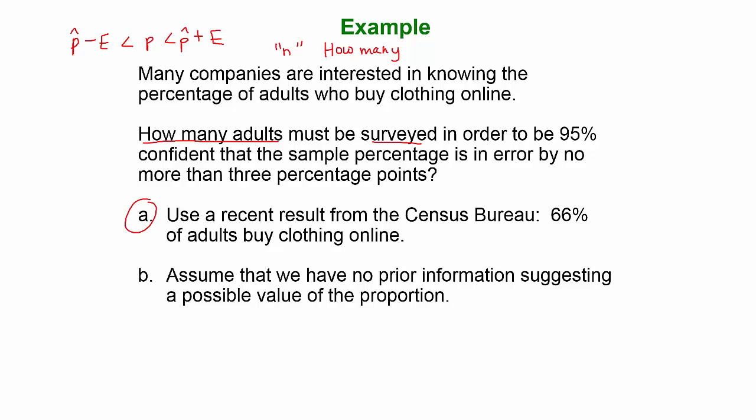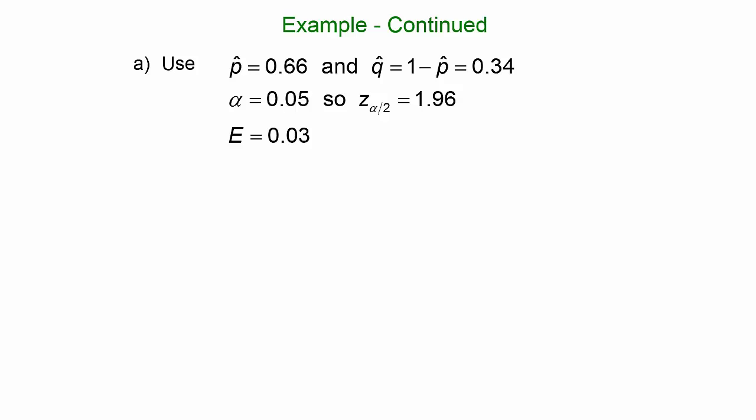Okay, now they're giving us some information in Part A. Use a recent result from the Census Bureau. So this recent result is 66% of adults buy clothing online. So that's another percentage there, and that's actually from a sample or from research that was done. That is a p-hat value. That's an estimate for the population proportion. Now, in Part B, we're going to assume that we don't have that prior information.